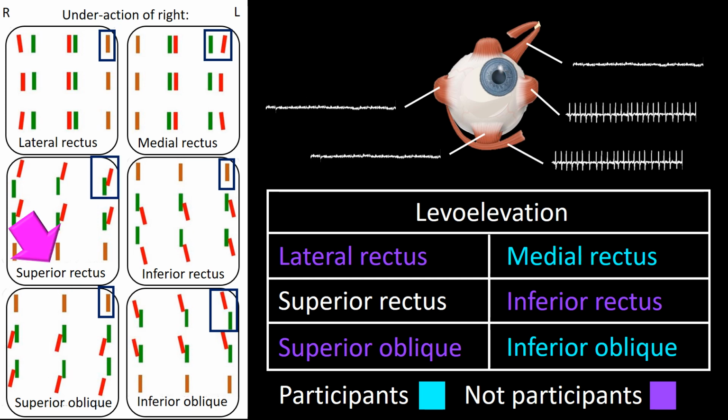As you can see, superior rectus underaction can also produce double vision during levoelevation, but less pronounced than medial rectus and inferior oblique underaction. Hence, the superior rectus contributes to right eye levoelevation, although to a lesser degree than the medial rectus and the inferior oblique, as illustrated in this frame.